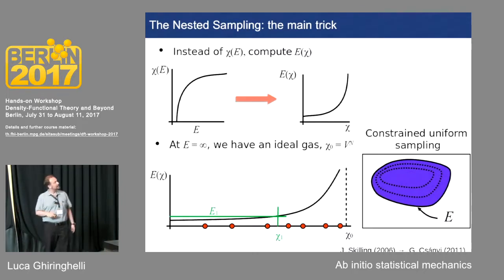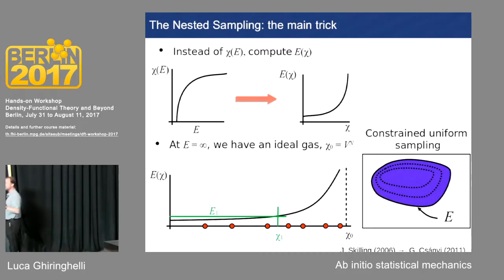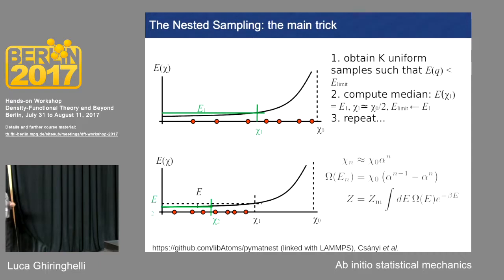Now I cut, and I sample uniformly from 0 to the cut energy. This would be the next step. And again, I look at the median, and I cut. And every time I know that I am in half of the phase space in volume. I know the original one, so I know the phase volume. I know the cumulative density of states. I can do whatever I want.